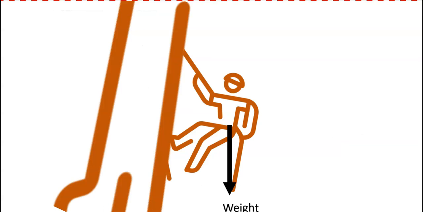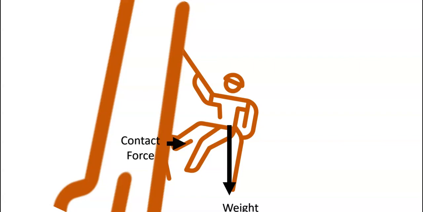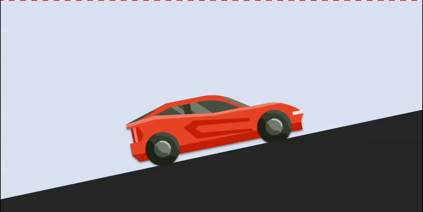Now for this man that is doing mountain climbing, the forces acting on him are a downward weight, a contact force at his feet, and a tension in the rope. As for this car that is parked on the slope, will it slide down or will it be safely parked on the slope? To answer this question, we must first identify the forces acting on it.